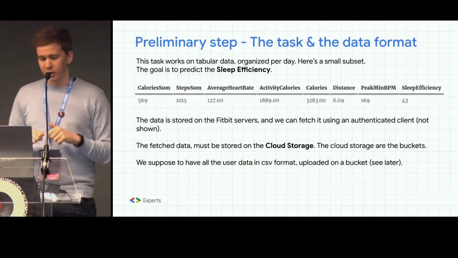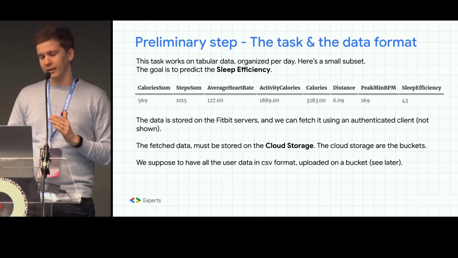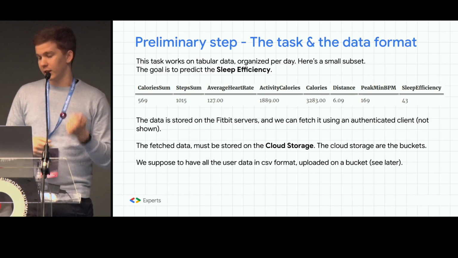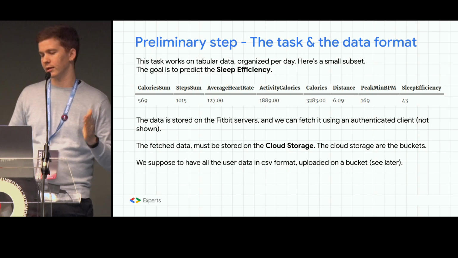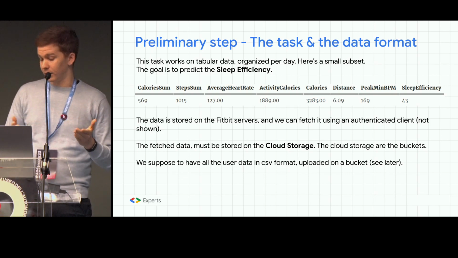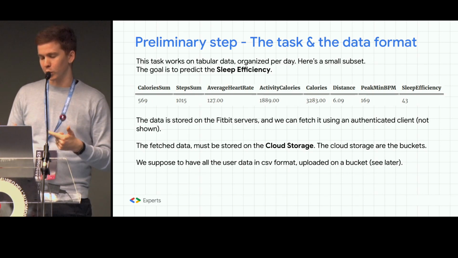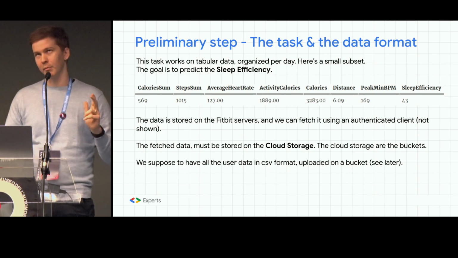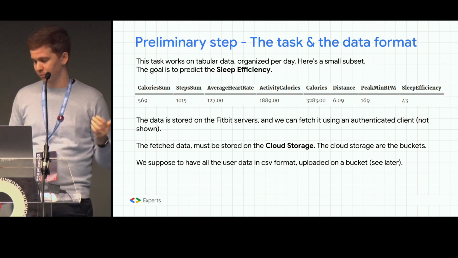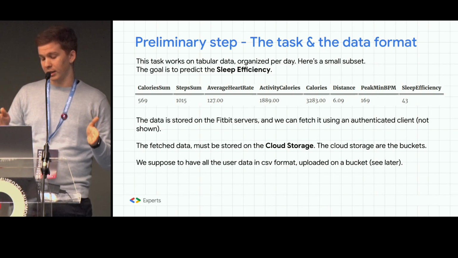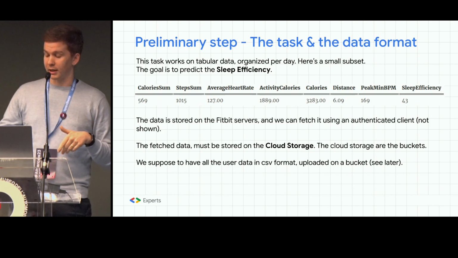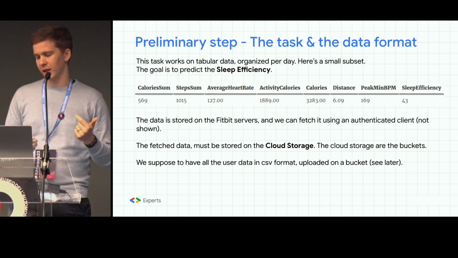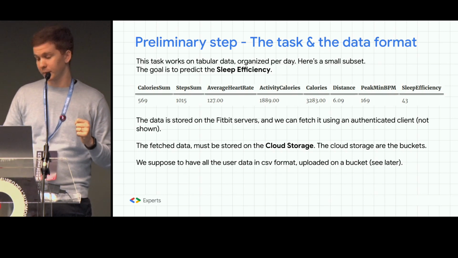Focusing on the task, we are solving a task and we need to have some data. This device, the Fitbit, produces tabular data, so we have table-like content. For instance, this is an aggregate example. We have the calories during the day, the number of steps, the average heart rate, the distance performed in kilometers, and so on. Our goal is to predict the sleep efficiency. The sleep efficiency is just a number between 0 and 100.